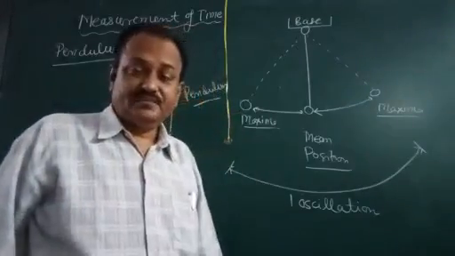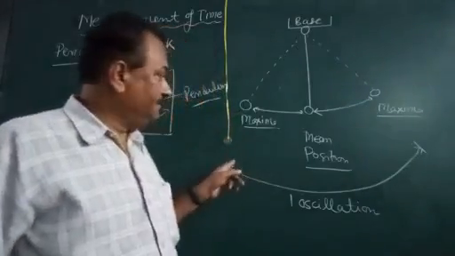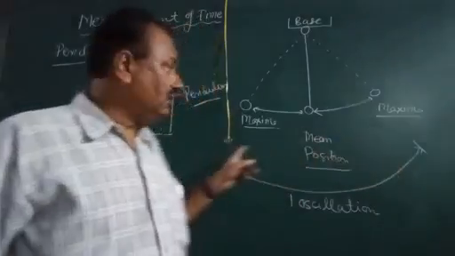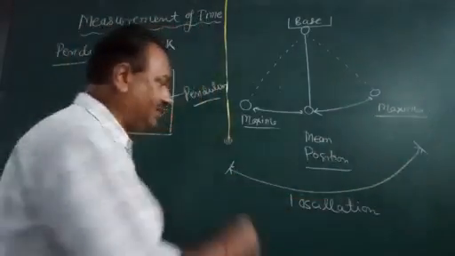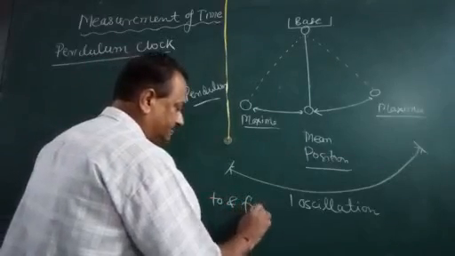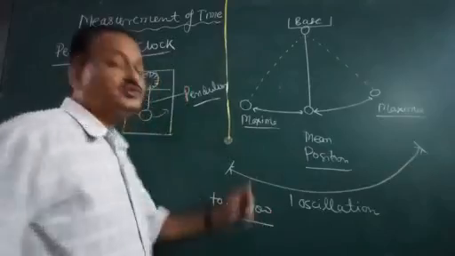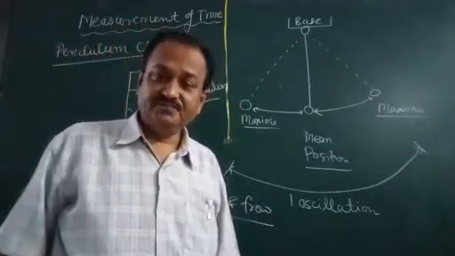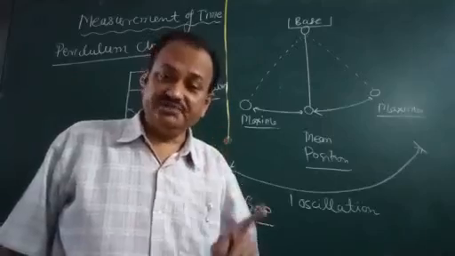time taken from maxima to maxima, or from to and fro. It is called one oscillation.